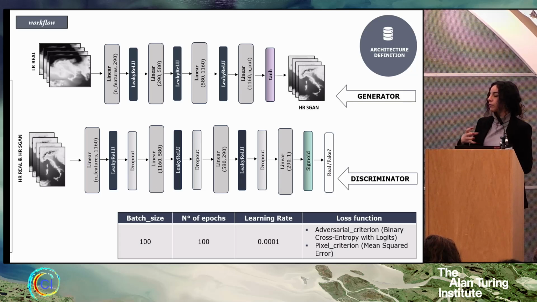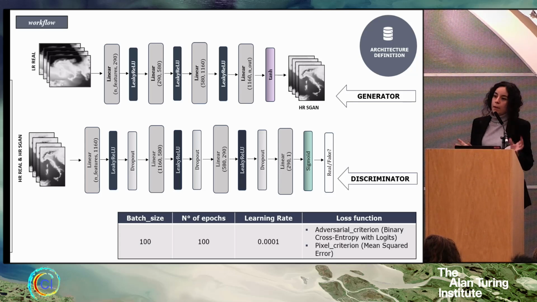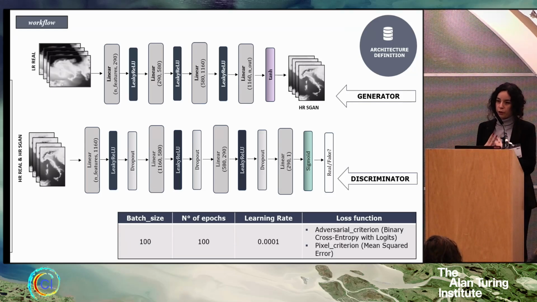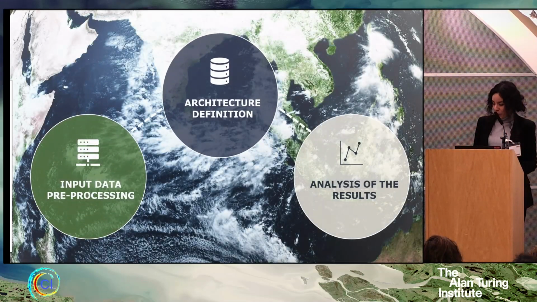The sigmoid gives in output the probability that the image generated by the generator is real or fake, comparing the results with the dynamical downscaling during the training period. In the table, you have some details about batch size, number of epochs, learning rate, and the loss function. In particular, we use 2 different types of loss function: adversarial criterion with binary cross entropy, and pixel criterion with mixed error. Okay, this is in general the architecture.